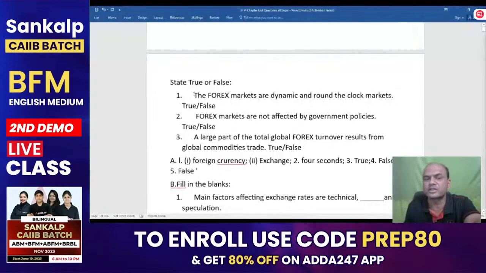Next one, the forex markets are dynamic and round the clock markets. Is it true or false? It's quite common logic, right? Forex markets will always be dynamic. Forex markets are always dynamic. Next one, forex markets are not affected by government policies.